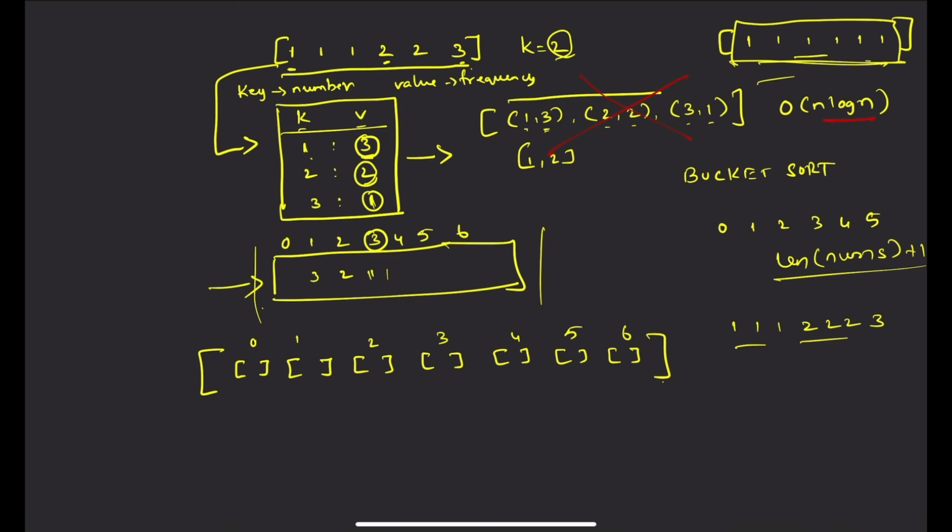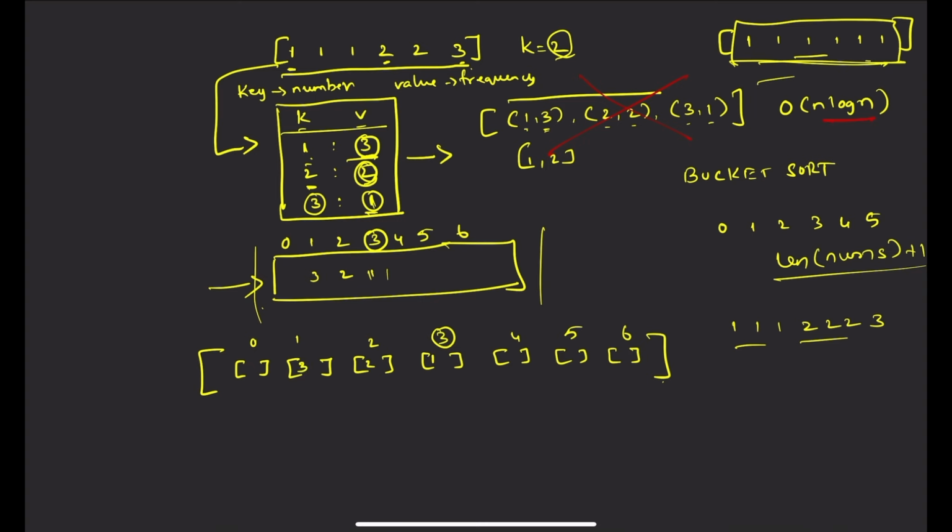You see a 1, one appears 3 times. So what do you do? You go to your index 3, add 1 here. Now you see 2, your 2 appears 2 times. You go to your index 2, add 2 here. You see your 3 appears once. Go to your first index and add 3 here.